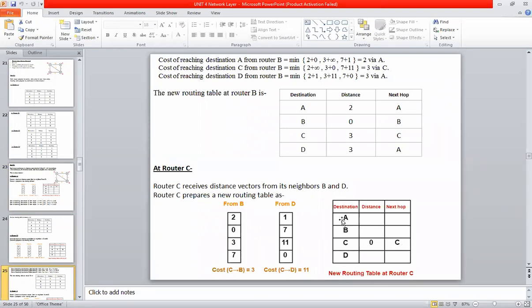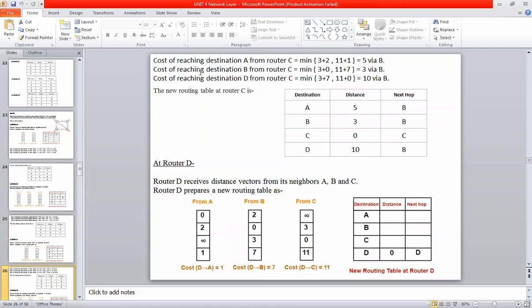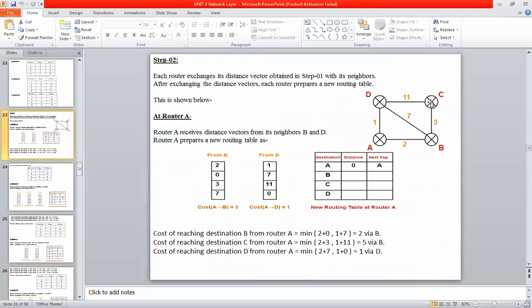For A, you have to update the cost of reaching destination A from router C. For reaching destination A from C, how many routes are there? See here. From C to D is 11, D to A is 1, 11 plus 1 is 12. One more link is there, that is C to B and B to A. C to B is 3, B to A is 2, so 3 plus 2 is 5.